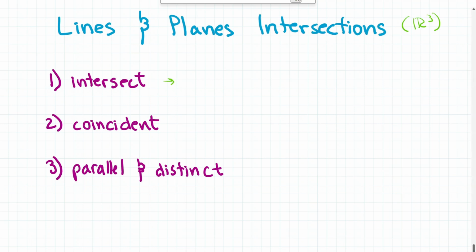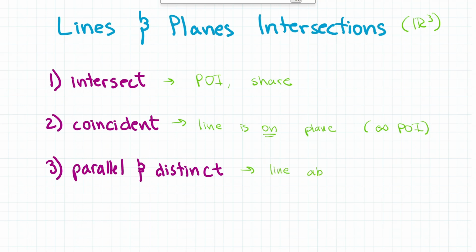So they can either intersect, so that means they're going to have one point of intersection, so basically a point that they share. They can be coincident, so that means that the line is actually on the plane. So that means that there's going to be an infinite amount of points of intersection because at every point of the line, there's going to be a point of intersection because that line lies on top of the plane. And lastly, our lines and planes can be parallel and distinct. So that means that the line is either above or below the plane.